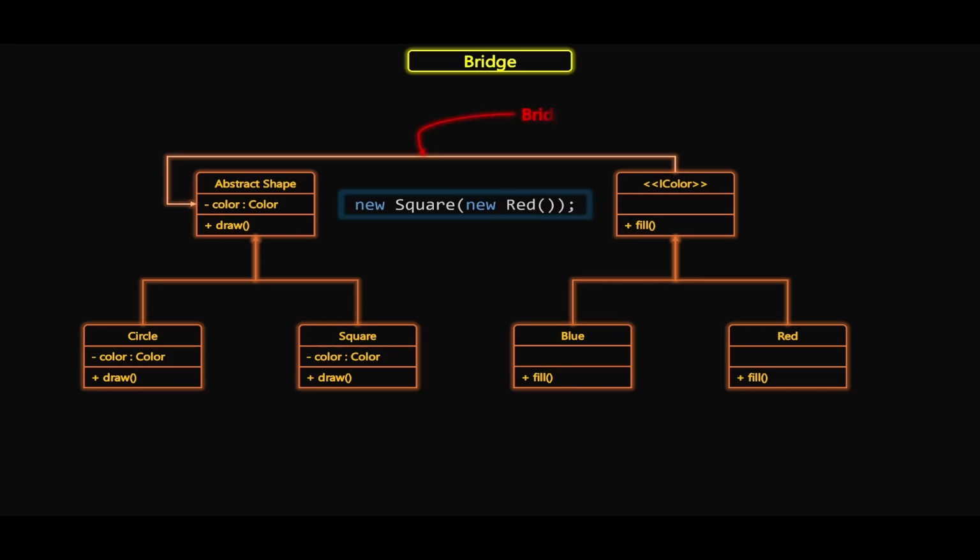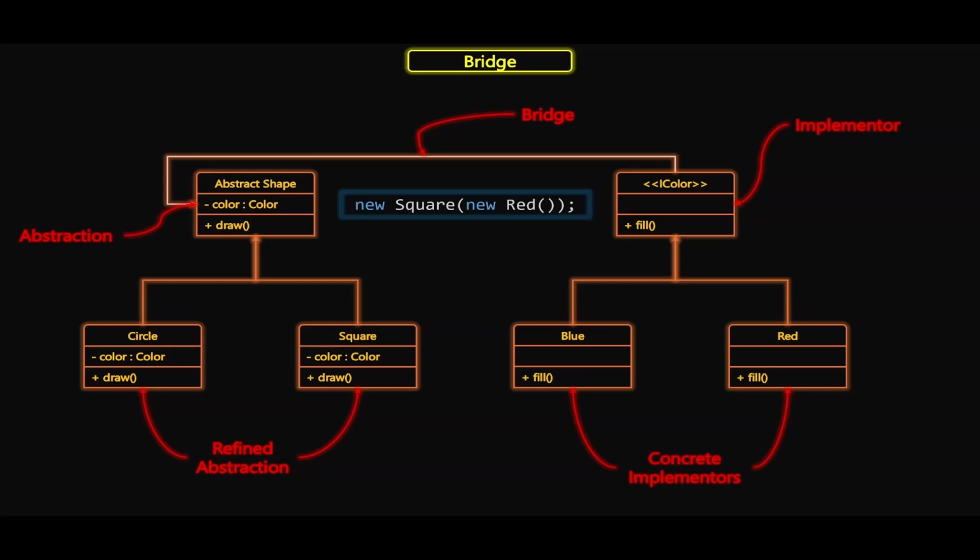Here the color object reference in the abstract shape is called the bridge. The color interface is known as implementer. Abstract shape class is known as abstraction. The concrete shape classes are known as refined abstraction, and the concrete color classes are known as concrete implementers.